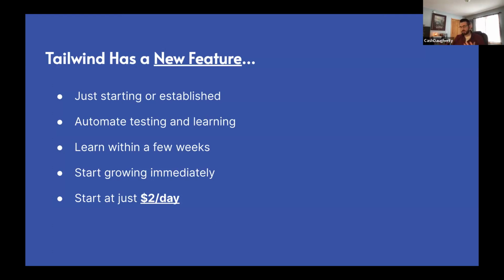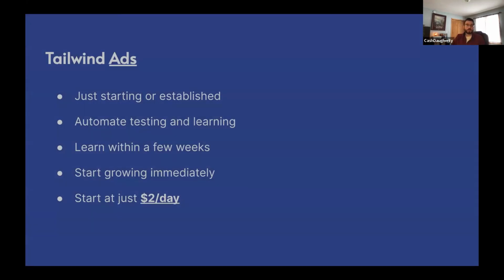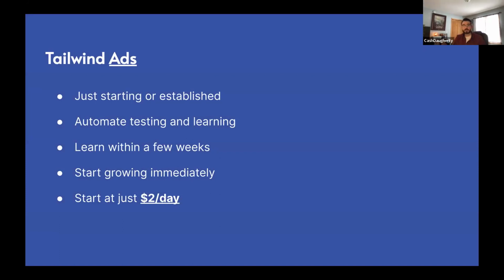So instead of maybe taking months to do some of this research and gain some of these insights, this can allow you to automate a lot of that and start learning really within just a few weeks, start taking action, and you'll actually start to see results relatively quickly, right? So just in those few weeks, as opposed to maybe a number of months. And I think one of the best parts about it is you can actually start using this feature at just $2 a day. And that new feature is Tailwind Ads.